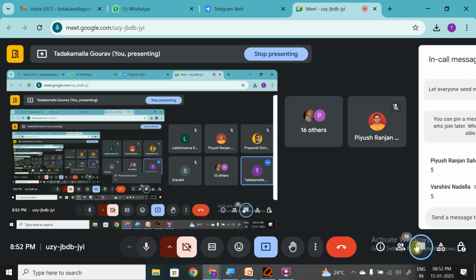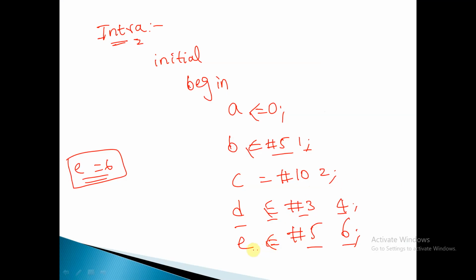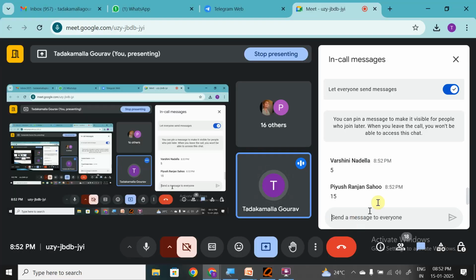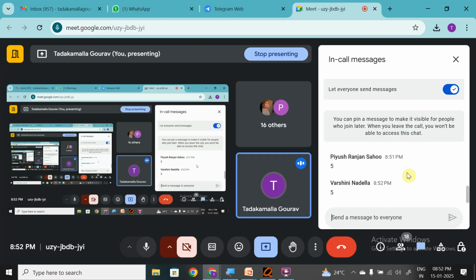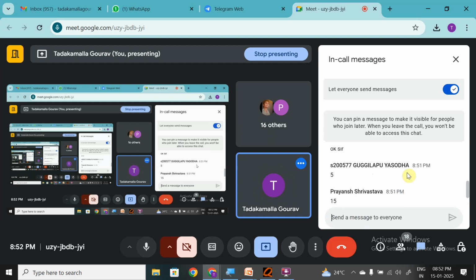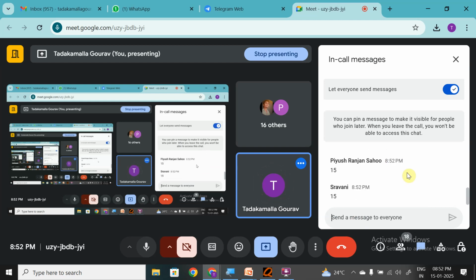D non-blocking of #3 4, E non-blocking of #5 6. Yeah. So after how many time units my value of E will be updated to 6? Okay, 1, 2, 3, 4, 5. Only few responses. Please post your answer in the chat. Others try to answer.